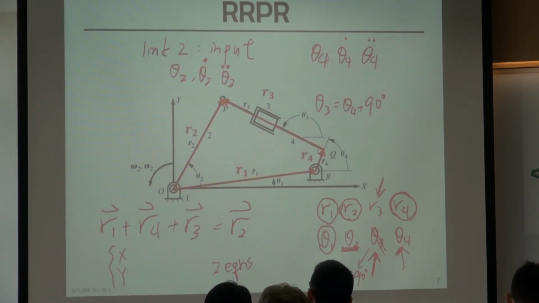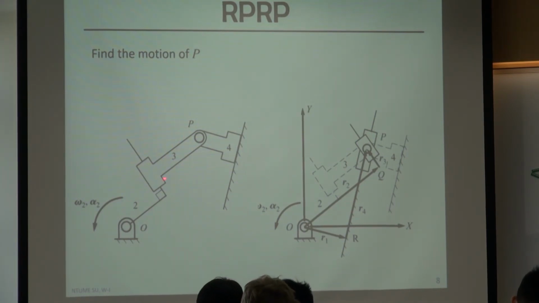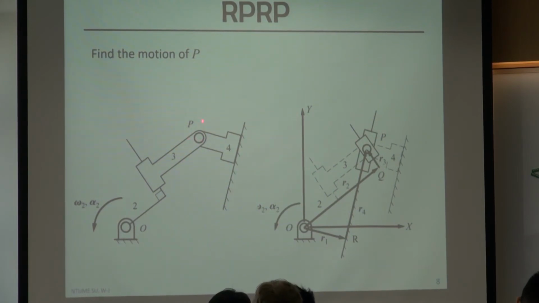So let's take another example. Another four-bar linkage, and let's take a look at this left one. We are trying to find the motion, including the position, velocity, and acceleration. But anyway, if we want to find the motion of this point P, we'll need to define a vector loop first.